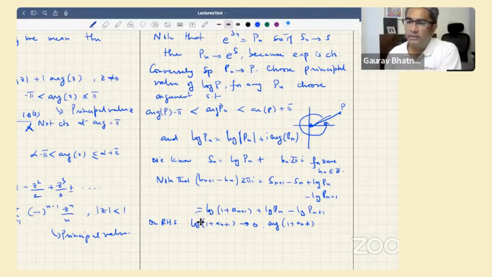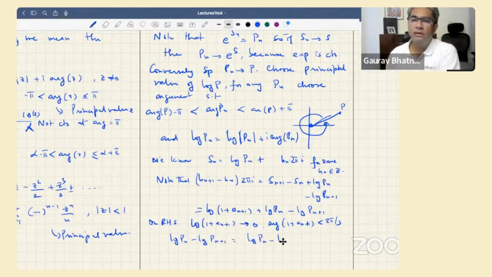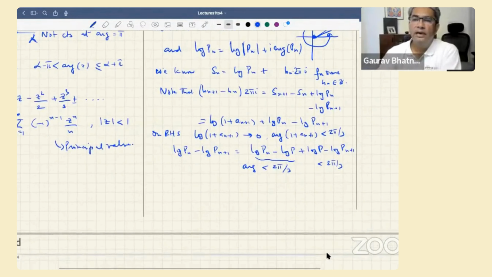Because the sum, 1 plus An, goes to 0, the argument of 1 plus An plus 1 is less than 2 pi by 3. And this term, log of Pn minus log of Pn plus 1, we can write as log of Pn minus log of P plus log of P minus log of Pn plus 1. Again, this goes to 0, and this goes to 0. So again, this argument is less than 2 pi by 3. I mean, less than any random number, so you can just make it less than 2 pi by 3, or any arbitrarily small number.